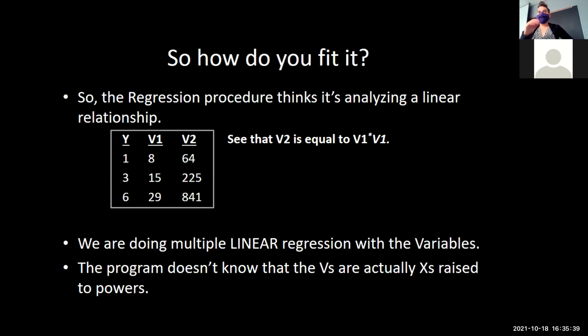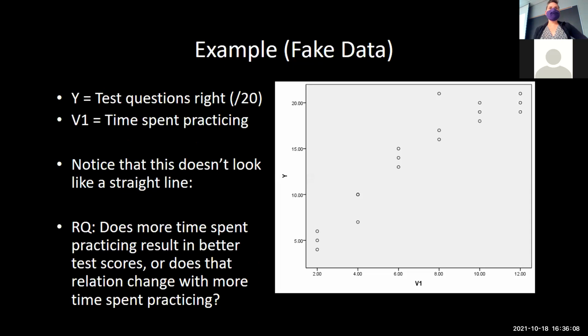So let's take a look at this. The regression model or the GLM, ANOVA model, they all think that it's analyzing a linear relationship. They don't actually know. We're just tricking it with math. Here you can see how that transformation works. If I've squared variable 1, 8 becomes 64. That's all I'm showing you with these data. So what we're going to do is multiple linear regression and take a look at it.